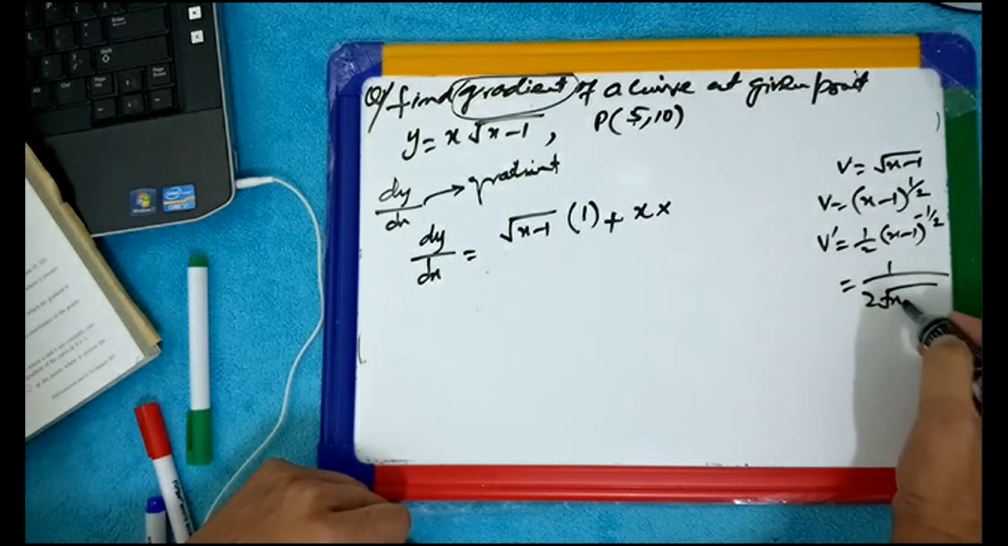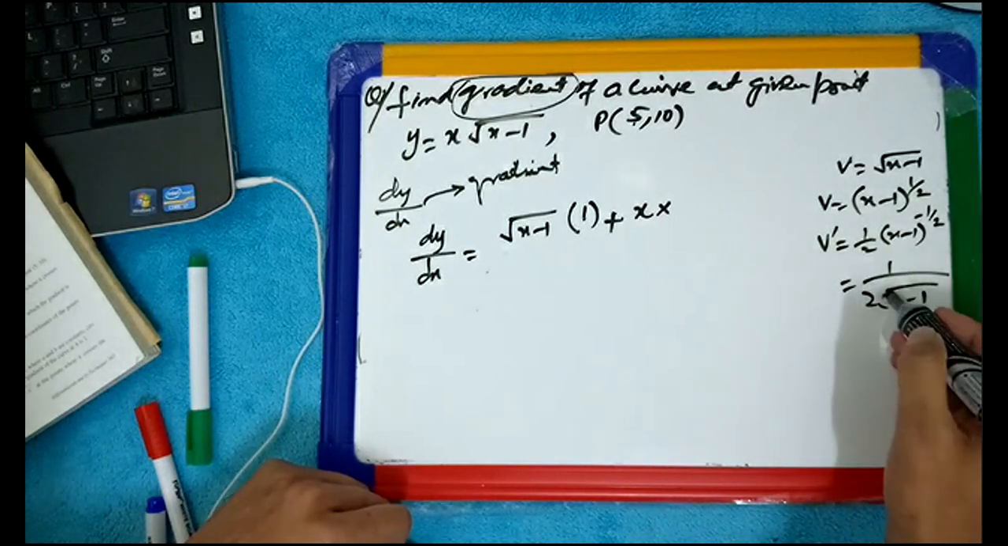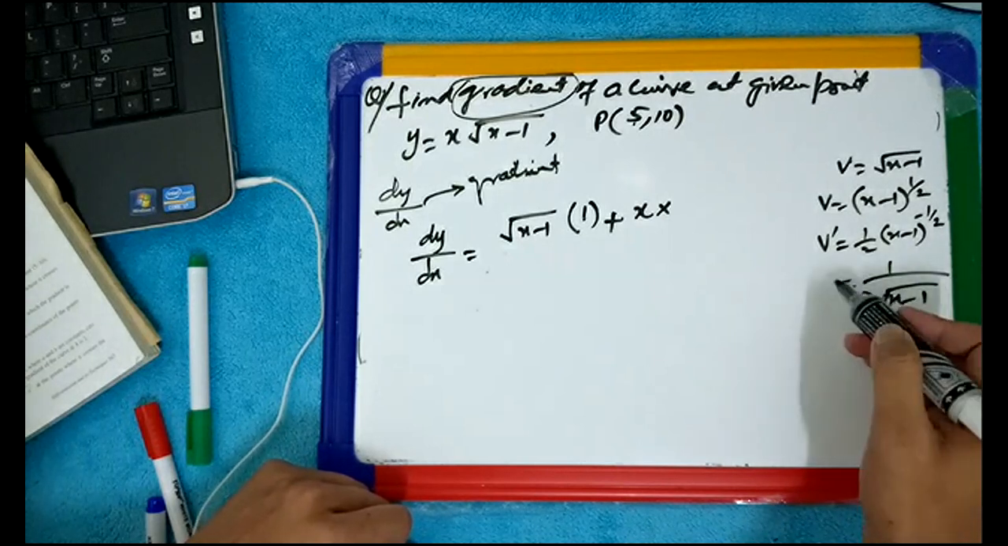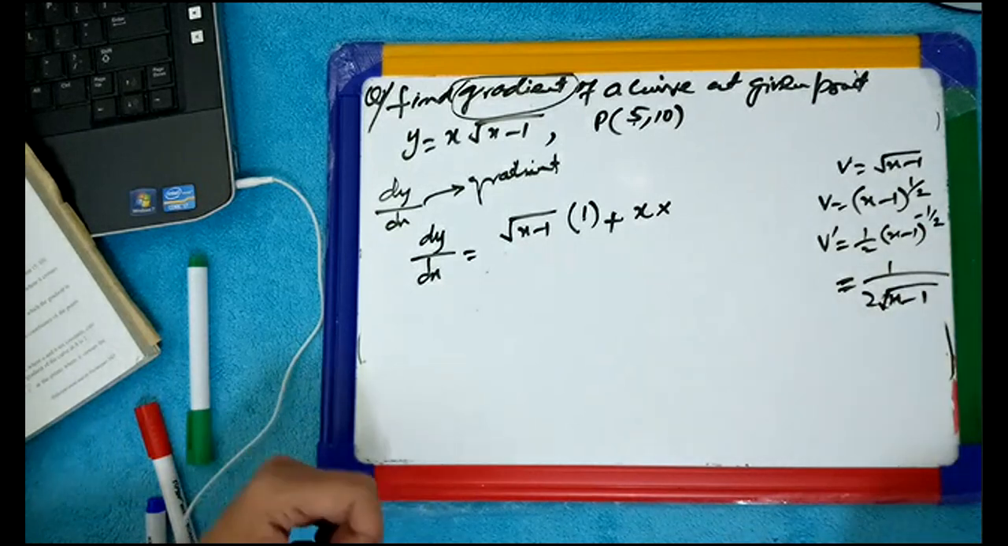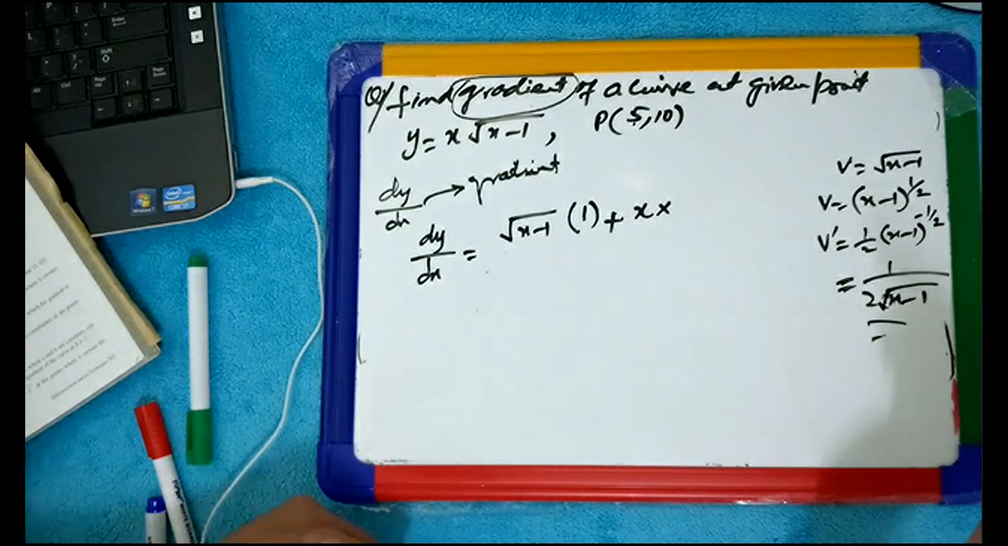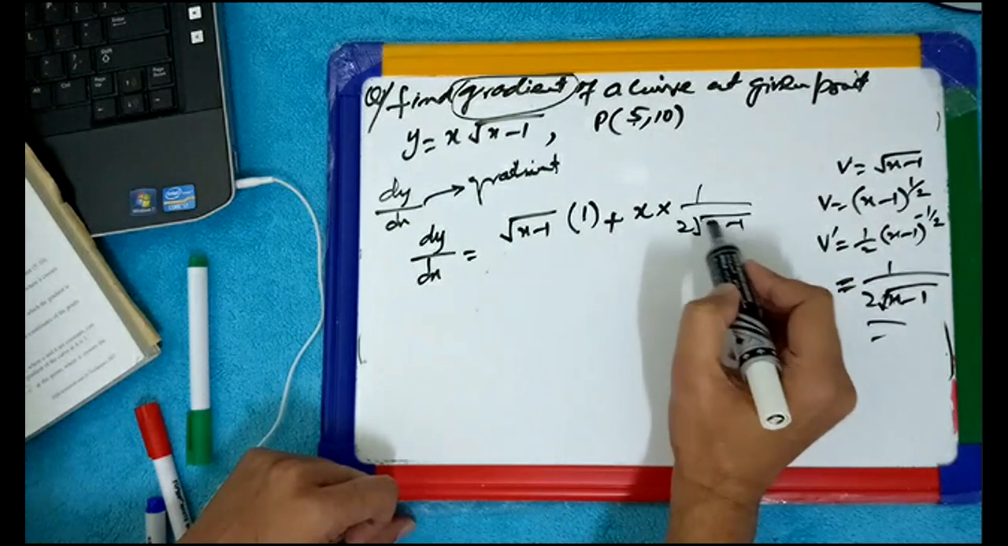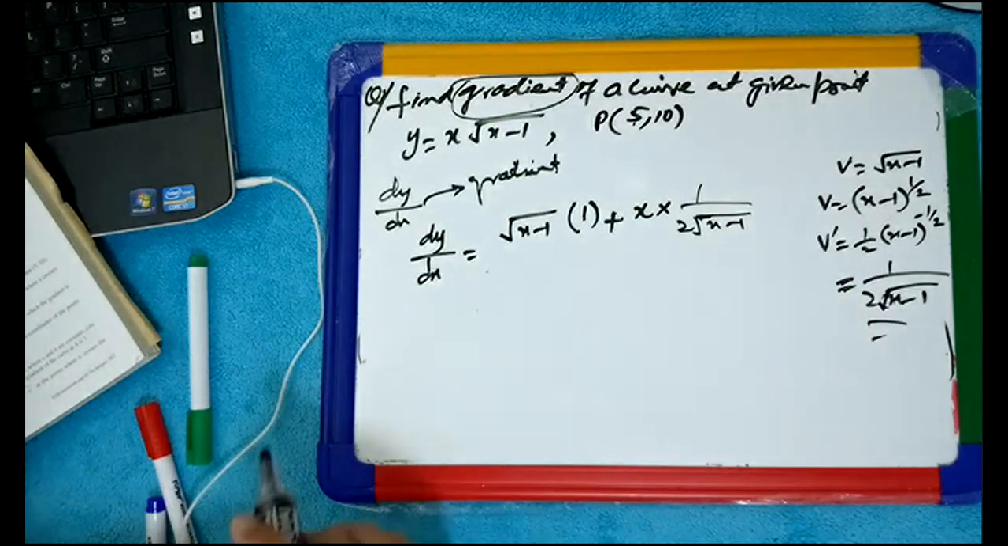Every time you require the derivative of a square root, it will always come in the form 1 over 2 under root. Whatever is inside the root, you put it like this. You remember it, memorize it, because we saw it in the last question. So this is the complete derivative, right?